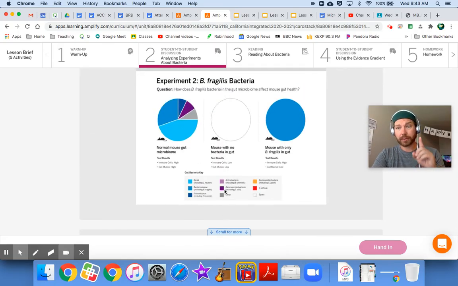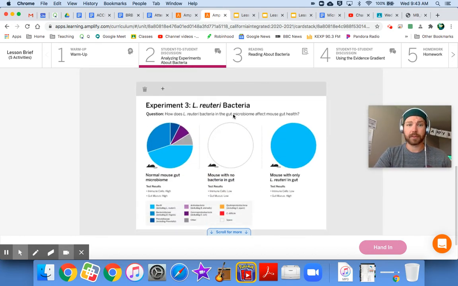Just choose one of these, again, and examine the results. And you're focusing on the level of immune cells, the level of gut mucus, and what do you notice? What conclusions can you draw from whichever of these that you choose to focus on?